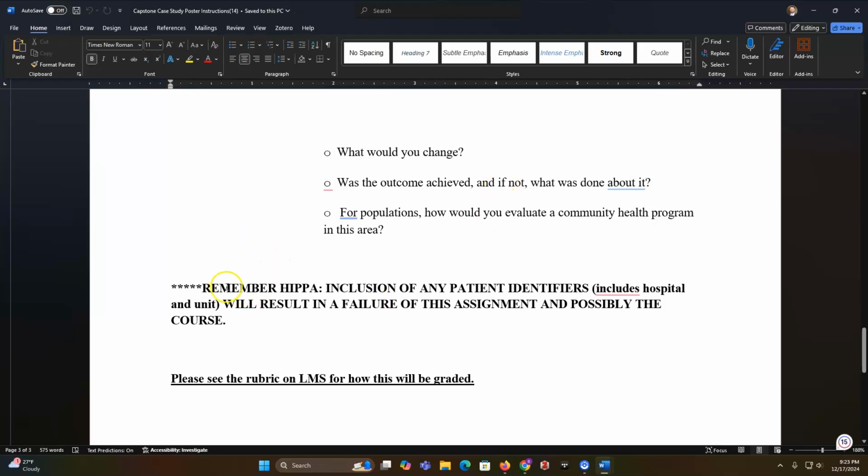So remember HIPAA. I've said this before, but do not break any HIPAA rules. If you are including the unit in the hospital, the patient's name and birth date, or any of those types of things where I can tell which patient this is or where they were from, you will fail this assignment. We take HIPAA very carefully.